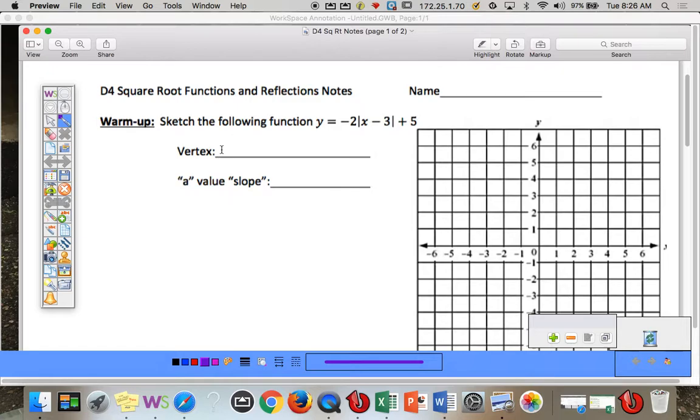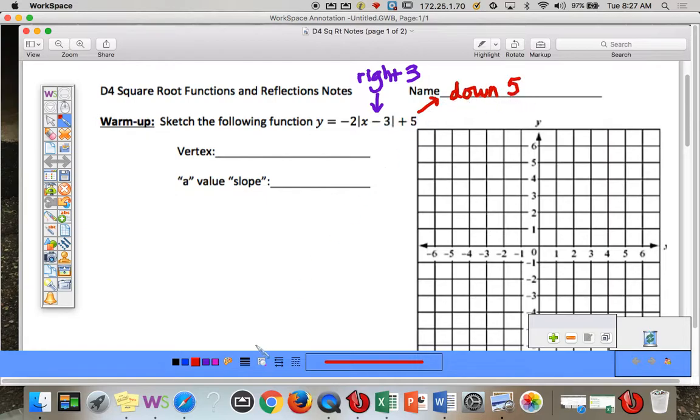So the first thing I ask for is the vertex. The vertex is where it changes direction. For the parent function, the vertex is at (0, 0), and that's when your V shape goes from down to up. Let's look at inside the absolute value, which is like parentheses. The -3, we know, shifts this to the right 3. And the plus 5 shifts this function up 5.